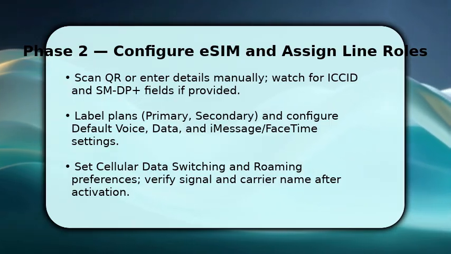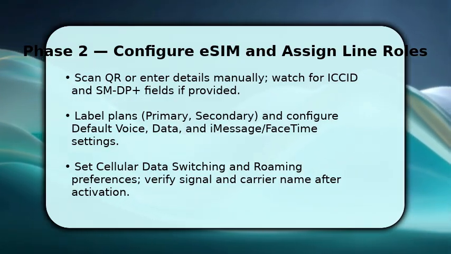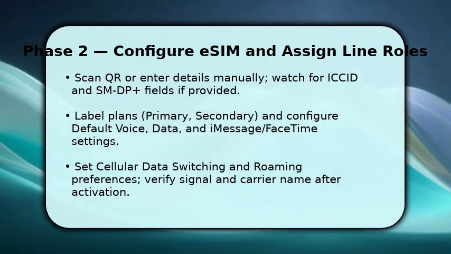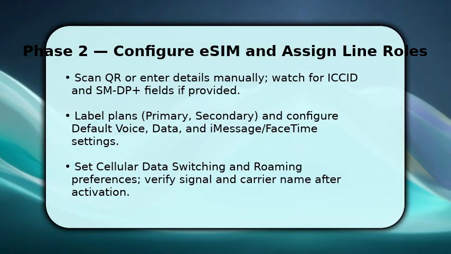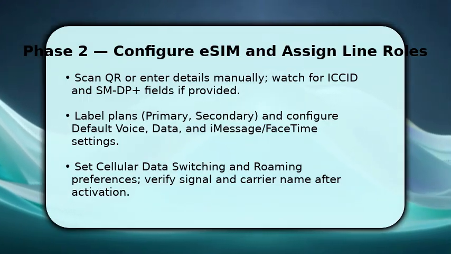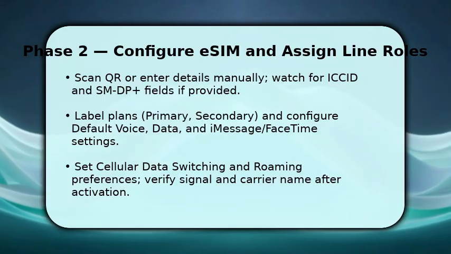This prevents accidental use of the wrong plan. Make sure you choose which line handles cellular data, voice, and iMessage. This affects billing and app behavior. If you travel, set roaming and data switching preferences now so the phone uses the right network automatically.